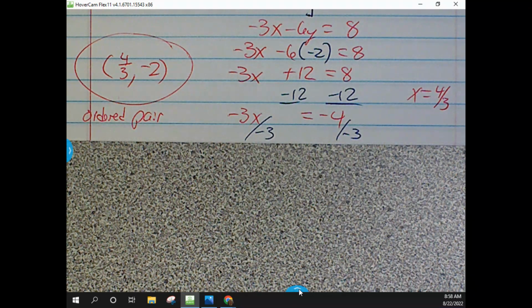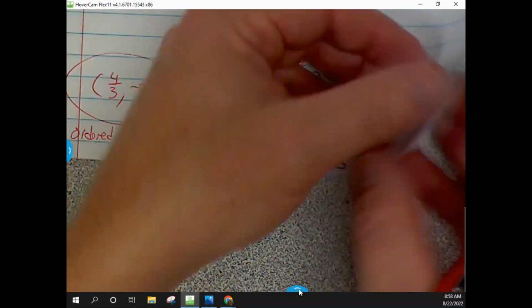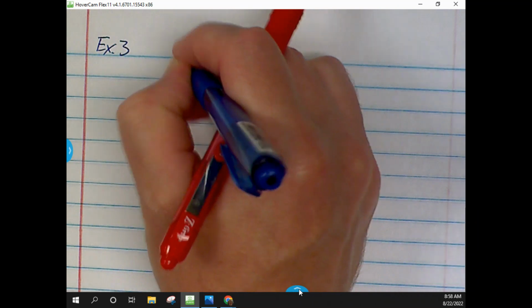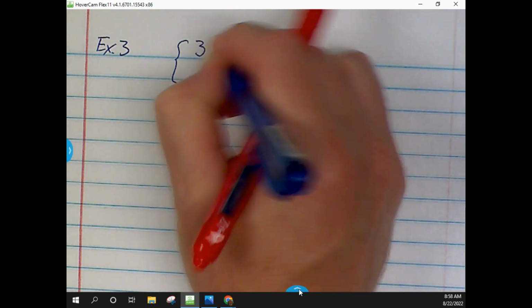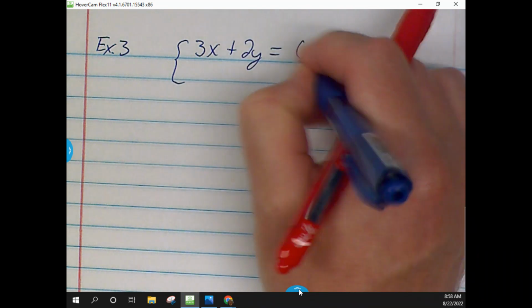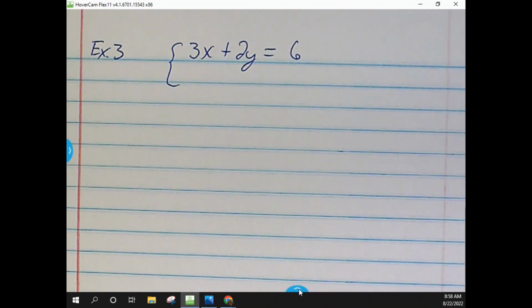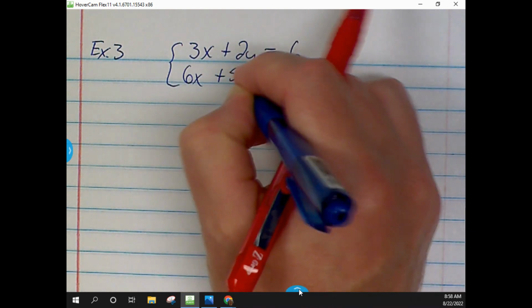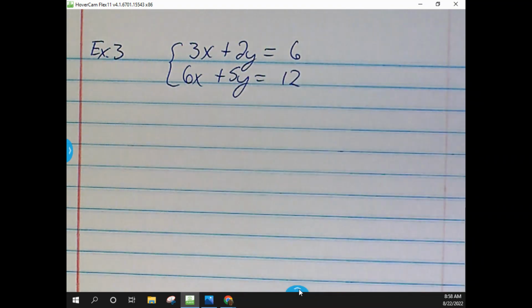Okay, now here's where we're going to bring it up just one little notch. So we'll go 3x plus 2y equals 6, and then 6x plus 5y equals 12.